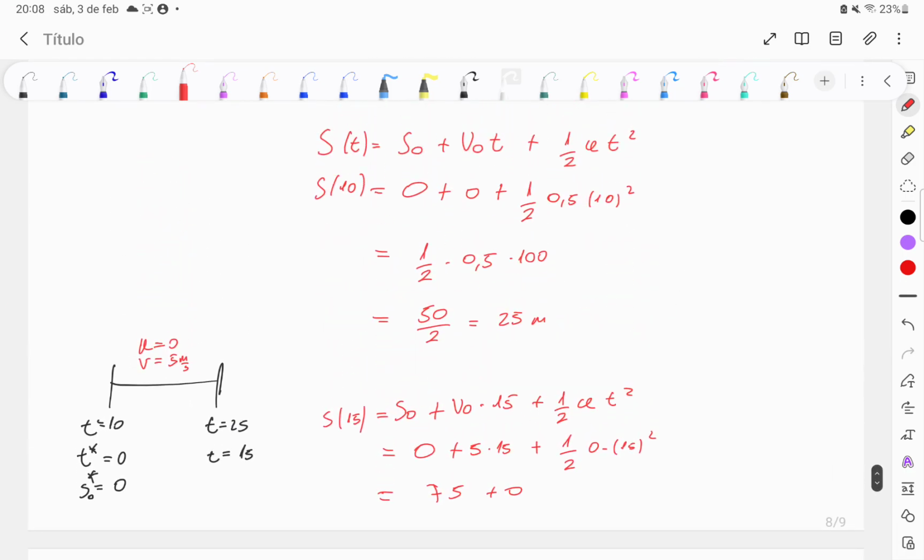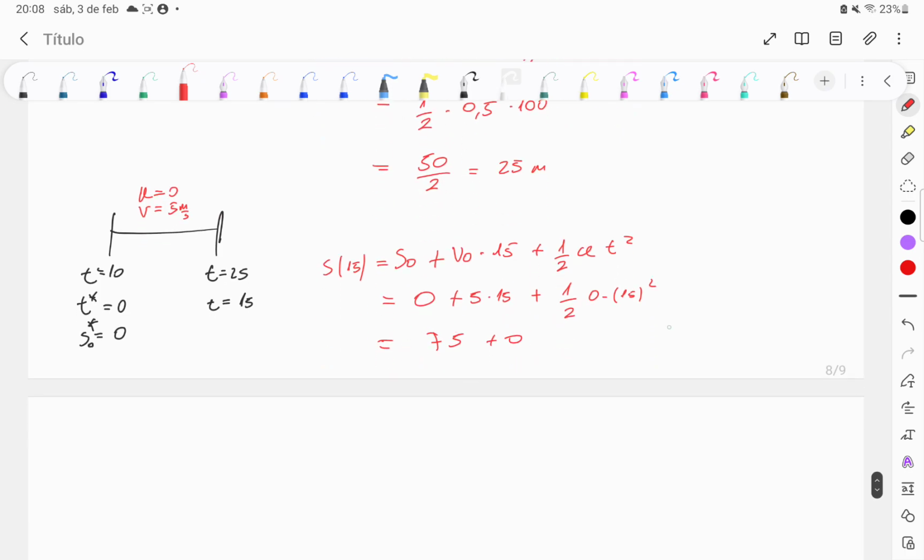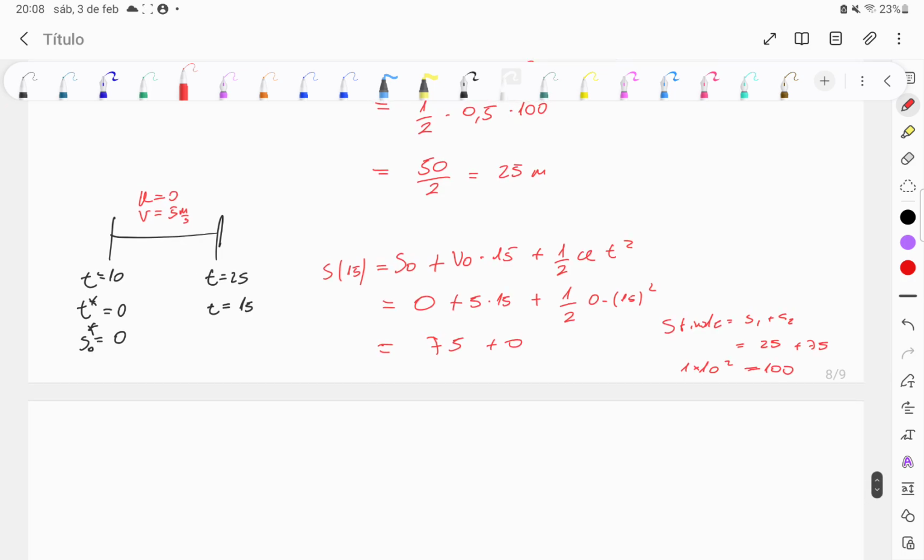In the beginning it was 25, in the second part it is 75, so the final displacement is going to be equal to displacement 1 plus displacement 2, that is equal to 25 plus 75, that is equal to 100. That is the same as this. Yeah, so the final displacement is that. And with that, we answered every question that they are asking.